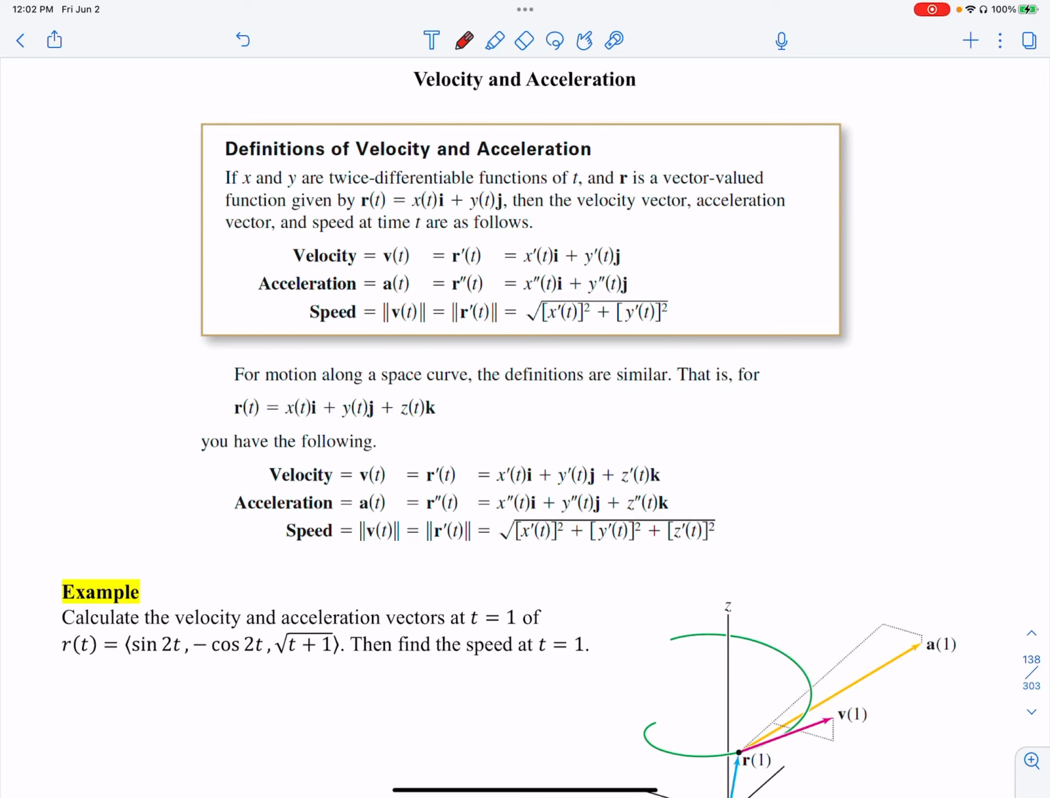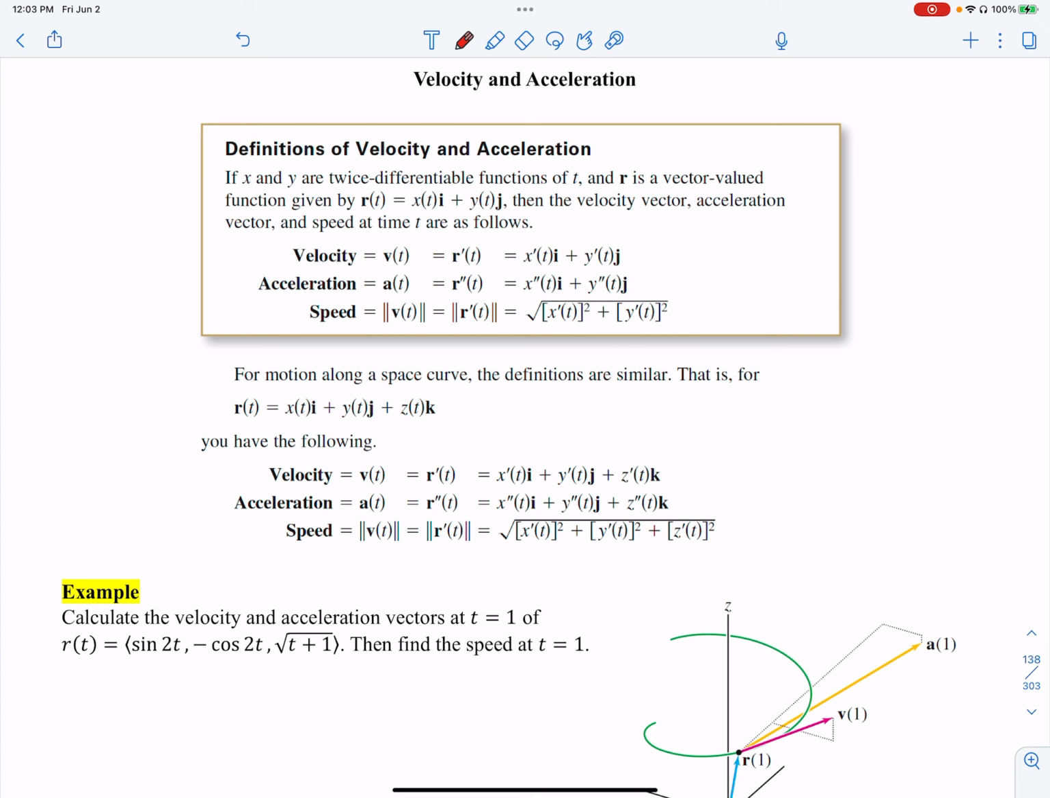This video will begin our discussion of applying vector-valued functions to three-space. Just like in Calc 1, we talk about the derivative and second derivative, where the first derivative means velocity, the second derivative means acceleration, and if I take the absolute value of velocity, I get speed. Speed is without direction, it's just the magnitude.